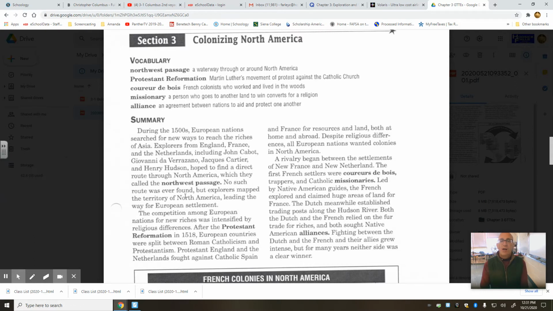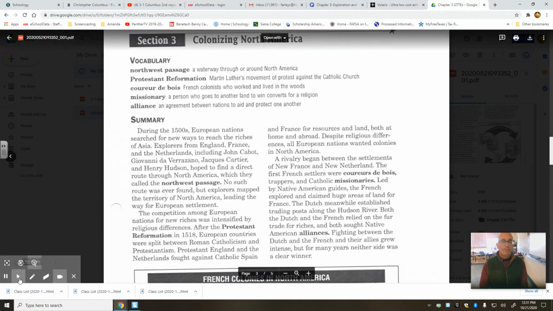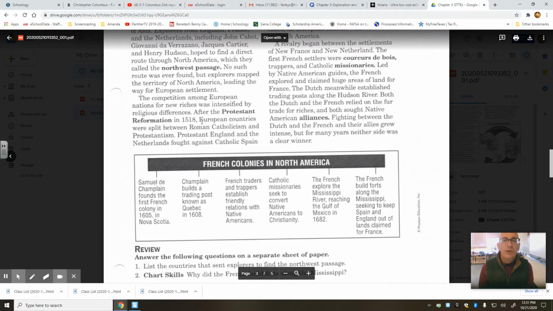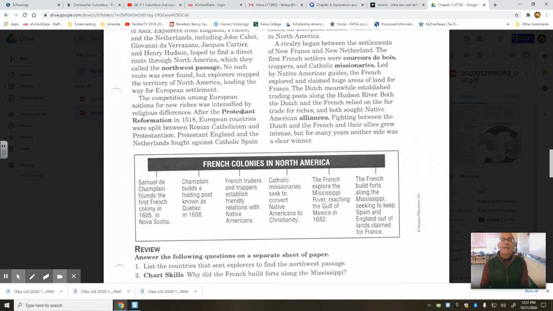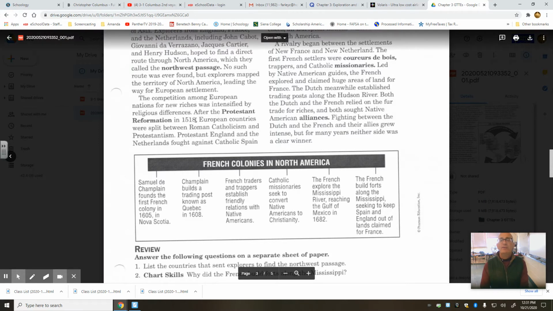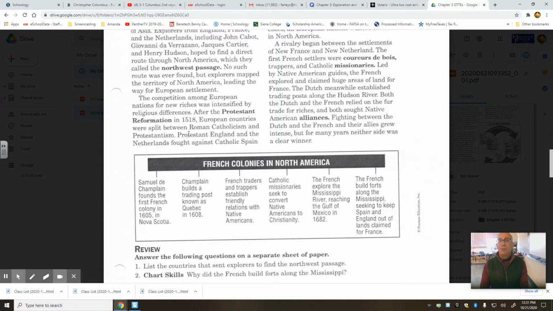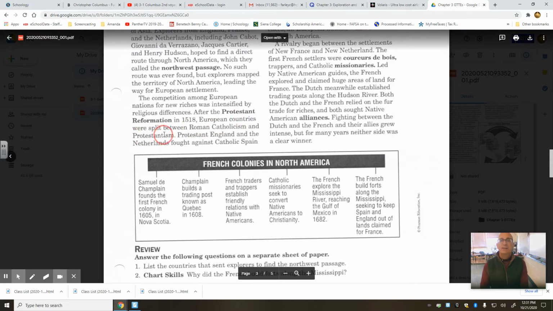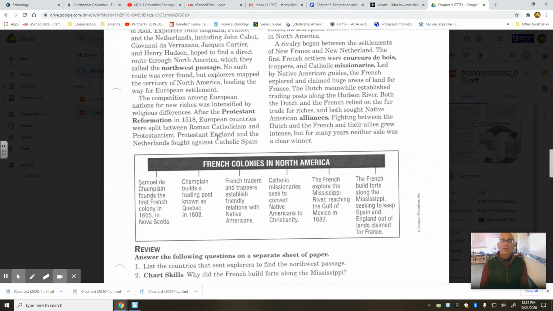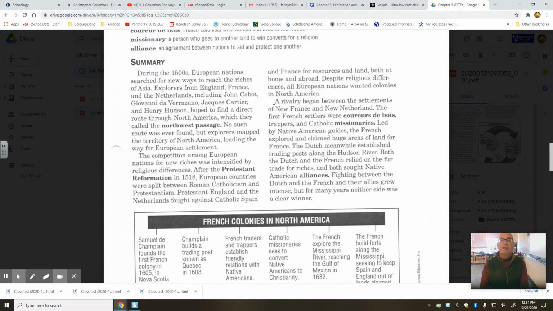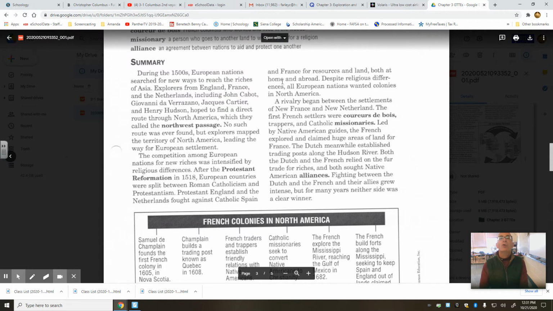No such route was ever found, but explorers in the process mapped the territory of North America, leading the way for European settlement. The competition among European nations for new riches was intensified by their religious differences. After the Protestant Reformation in 1518, European countries were split between Roman Catholicism and Protestantism. Okay? Protestant England and the Netherlands fought against Catholic Spain and France for resources and land, both at home and abroad.